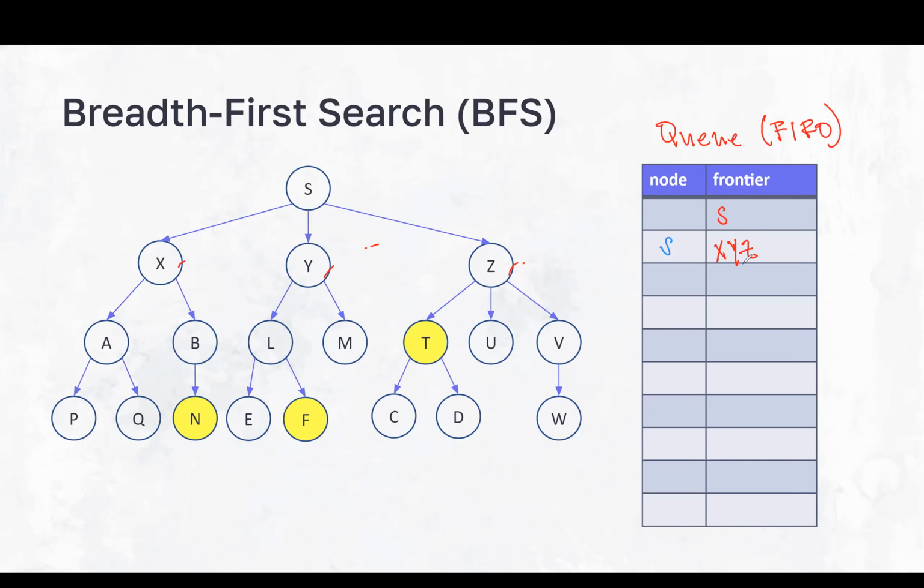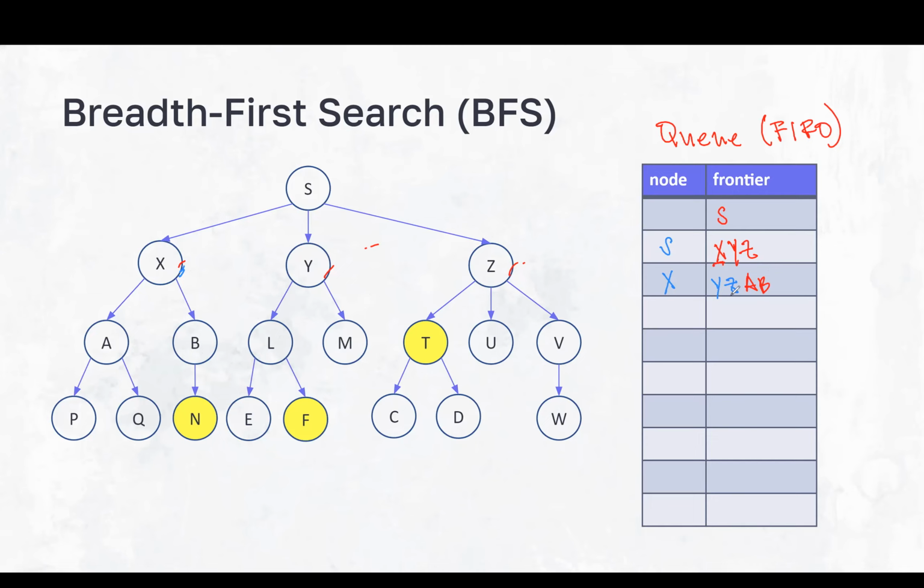And we will be doing the same behavior again and again. So we will call X. Let's call X here as our node. And let's check X. X contains A and B as neighbors or adjacent nodes. So we will be inserting A and B to our frontier. First, we need to rewrite the remaining nodes in our frontier, which are Y and Z. Then let's insert A and B here.